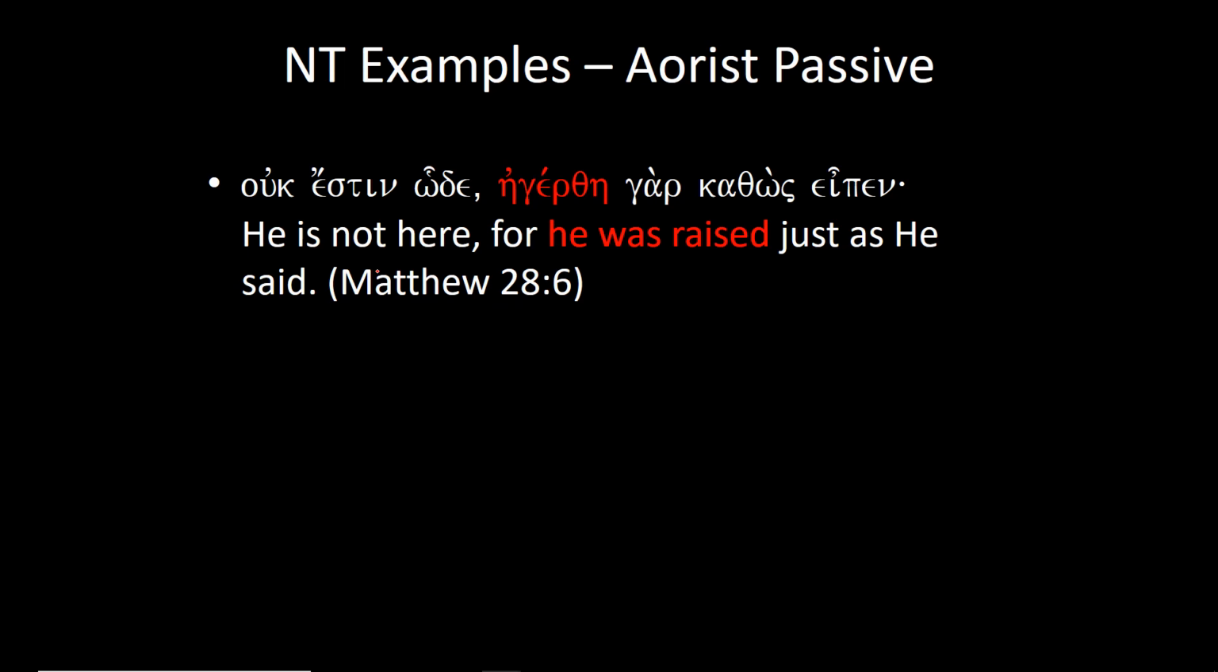Let's see some of these in action. Some aorist passive verbs. Ouk estin hōde, ēgerthē gar kathōs eipen. He is not here, for he was raised, that's the aorist passive of egeirō, for he was raised just as, kathōs, eipen, he said.